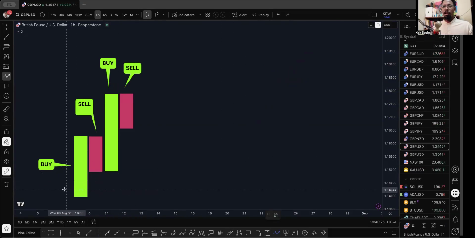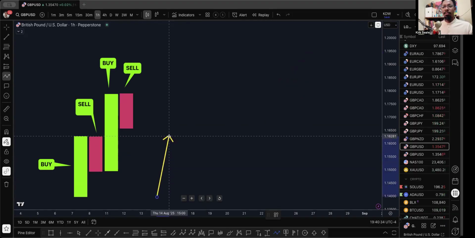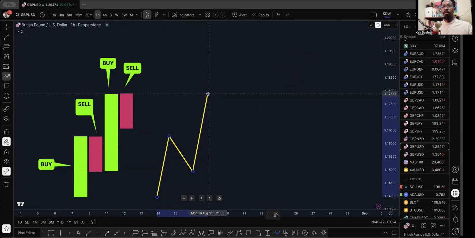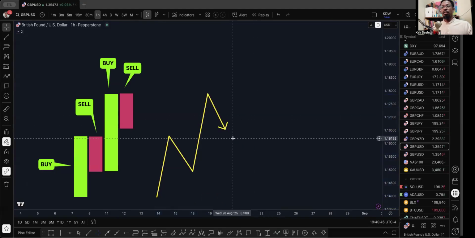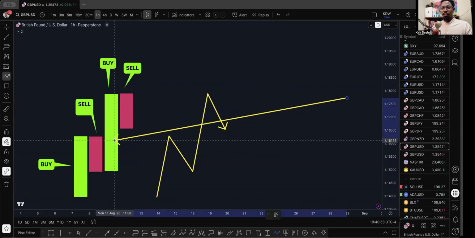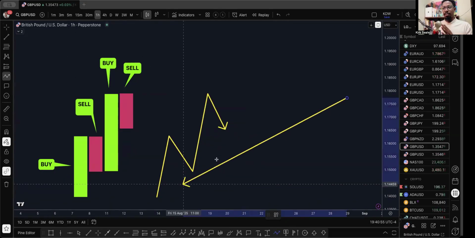So anytime you see a green candle, these things start at the bottom and they go up. When you see a red candle, they start at the top and they come down. Green candle starts at the bottom and it goes up. Red candle starts at the top and it comes down. All right. So these 4 candles are represented by this right here.